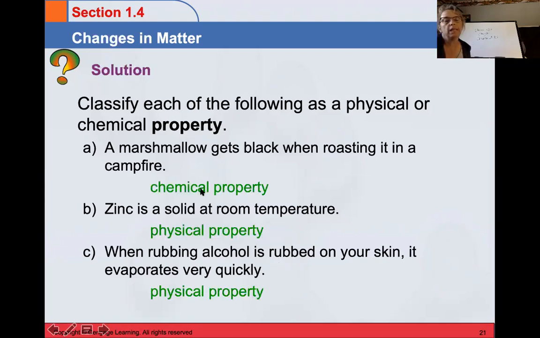Well, this first one is chemical, because once a marshmallow is burned, it is turned into a new substance. And one way to think about this is you can't turn the marshmallow back into what it started from. Zinc, being solid at room temperature, is something you can observe without changing it into a new substance. And the evaporation of a substance, converting from the liquid to the gas state, is a physical property.